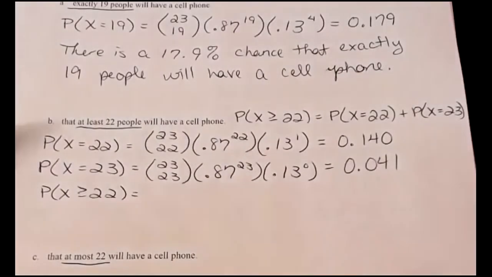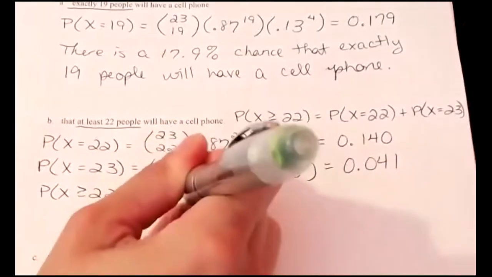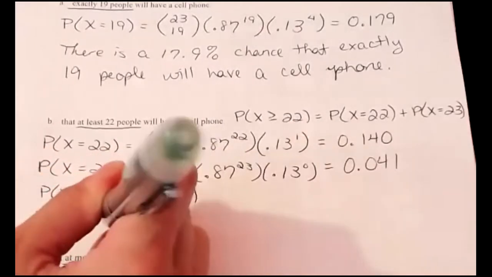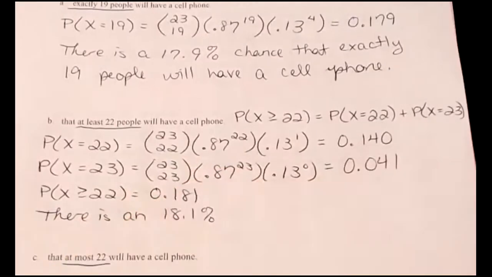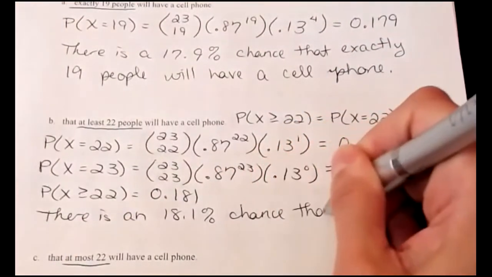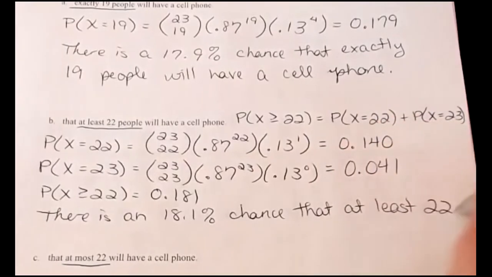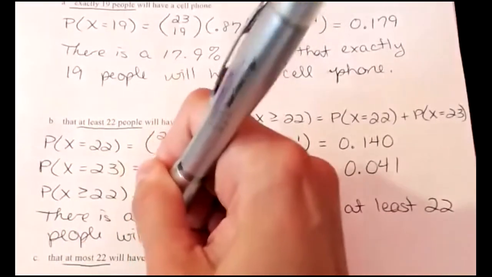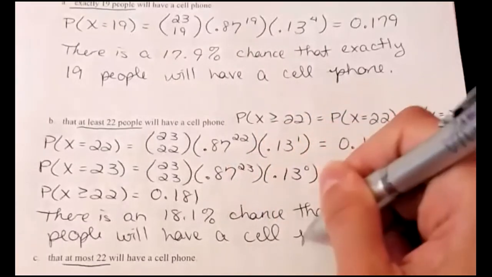We combine those two, add our 2 probabilities. That gives us 0.181 approximately. So there is an 18.1% chance that at least 22 people will have a cell phone.